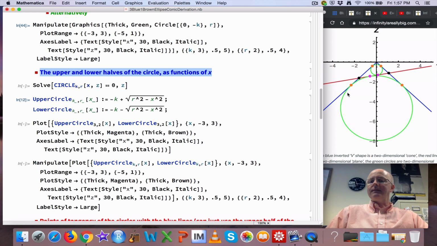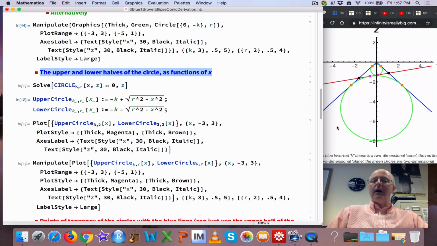So I've got functions whose graphs will be the blue lines, the red line, and the green circles. I'd like to get these points in here, these colored dots. The black dots, the orange dots, the pink dots. The black dots are the intersection of the red line with the blue lines. The pink dots are the points of tangency, which are the same as the points of intersection between the green circles and the red line. And the orange dots are the points of tangency, which are the points of intersection of the green circles with the blue lines. Let's focus on the intersection of the green circle with the blue lines first.